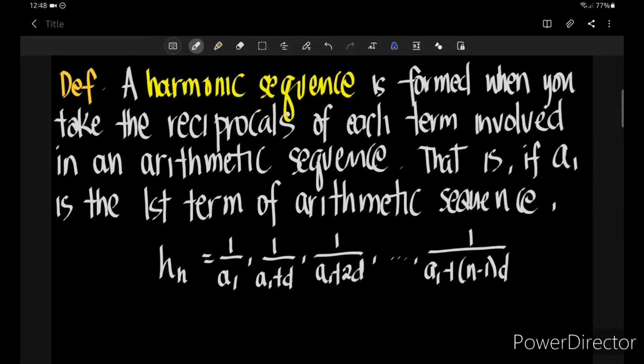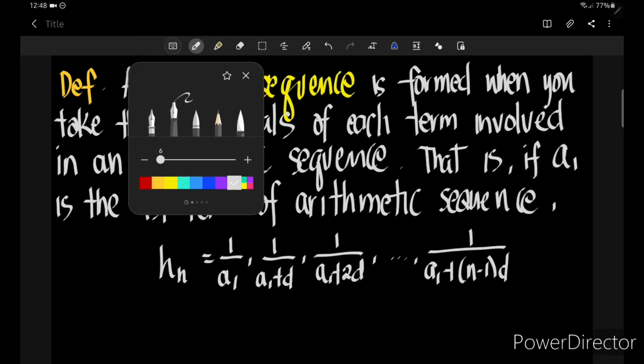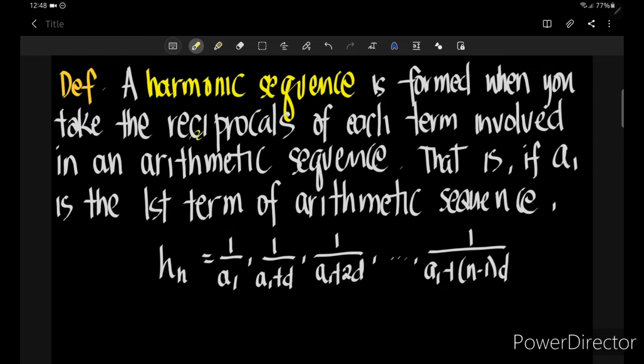Okay, para sa harmonic sequence, it is formed when you take the reciprocals. Okay? So, meron tayong keyword na ginamit dito, reciprocals, of each term involved in an arithmetic sequence.